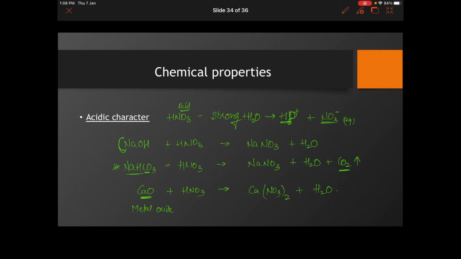Very important, all the three reactions. Out of those, most important is this one. And yes, this would be a star mark, a little less importance than the hashtag, but yes, very, very important reactions in the acidic character, right?